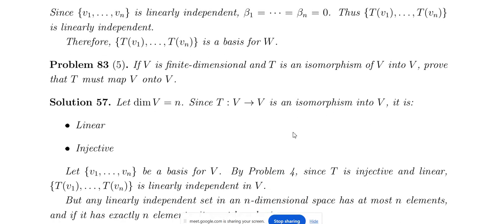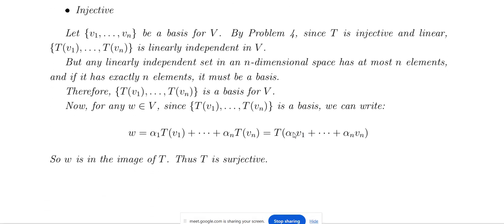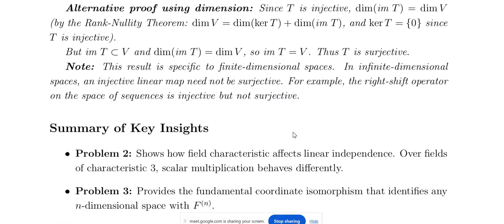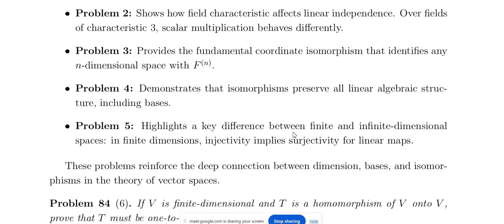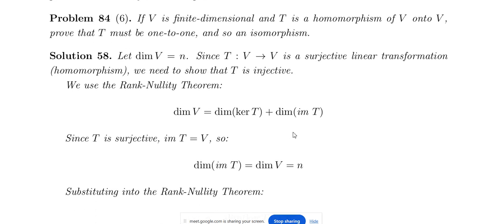And V is finite dimensional and T is an isomorphism of V onto V. Then T must map V onto V. V is finite dimensional and T is a homomorphism of V onto V, then T must be 1 to 1 and so an isomorphism.